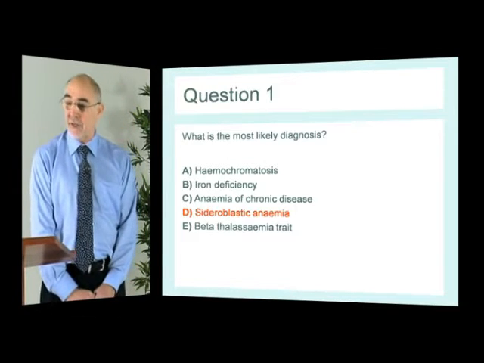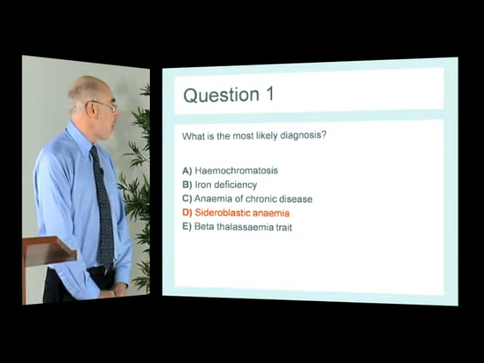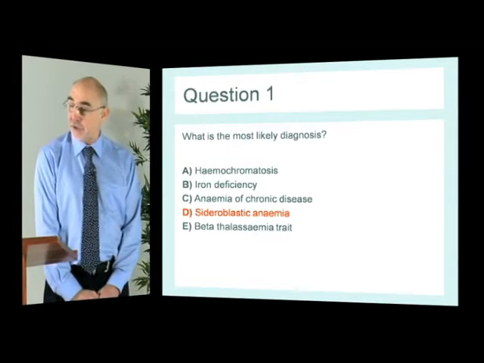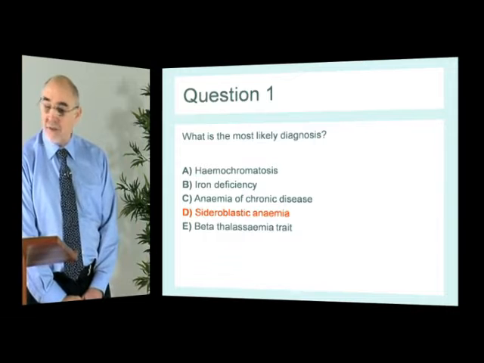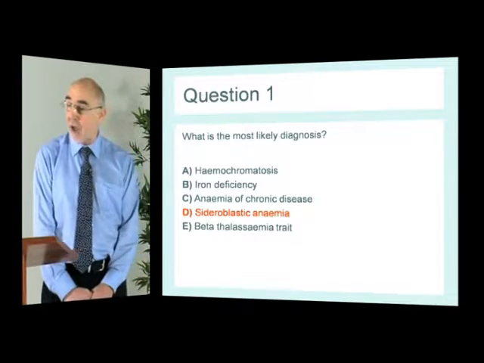microcytic hypochromic anemia. The commonest cause worldwide of a microcytic anemia is iron deficiency. However, in this particular case, we can see from measurement of the serum iron, which is high, TIBC, which is normal, and ferritin, which is high, he does not appear to be iron deficient.